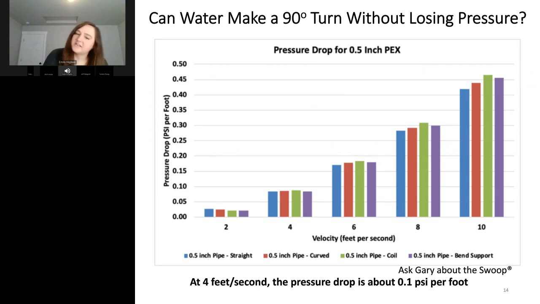So this is us comparing the bend support and our different variations in what we're considering straight pipe. So the colors represent straight, and then there's one called curved, which is just one long curve. And then the coil is a tighter coil around that test segment that I showed earlier. And then the bend support is using 10 of those bend supports to coil it around. And as you can see, they're all pretty similar in their pressure drop. So again, at 4 feet per second, the pressure drop is about 0.1 psi per foot. So that bend support is making multiple 90-degree turns. And that's just interesting to see.